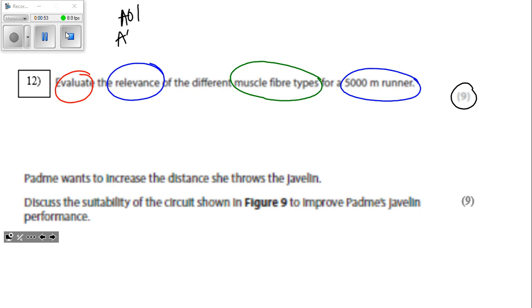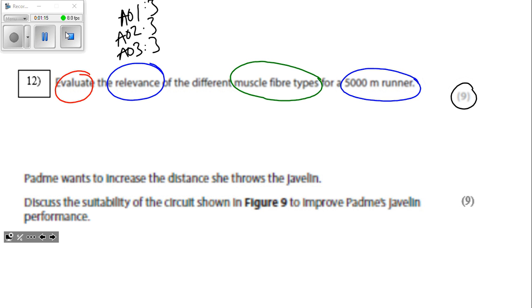AO1, AO2, AO3. We should hopefully know that that is 3, 3, 3. So we're looking for 3 points for each one. We also know we're going to have to put quite a balanced answer forward. So let's take a look at my AO1s first of all. We know the content word is muscle fiber types.